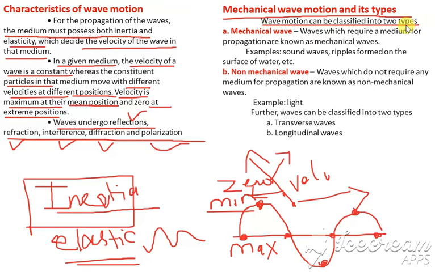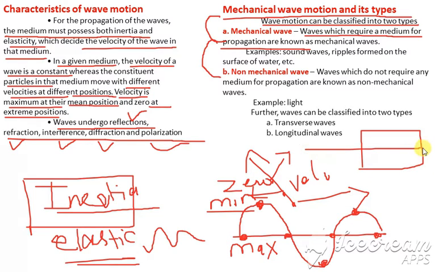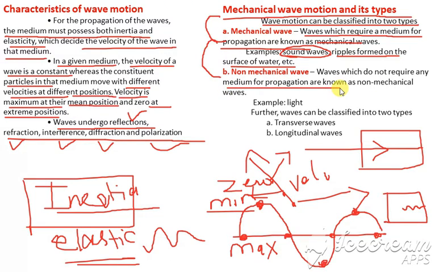Wave motion can be classified into two types. What are the two types of wave motion? Mechanical wave and non-mechanical wave. A mechanical wave is a wave which requires a medium for propagation. If any wave is propagating through a medium, that is called a mechanical wave. Examples are sound waves and the ripples formed on the surface of water. Just now we saw that when the water is stable and we make any disturbance, that forms a ripple. Next is the non-mechanical wave. This does not require any medium for propagation.